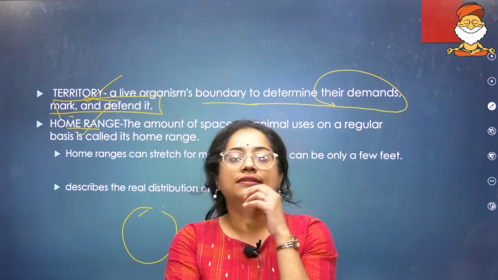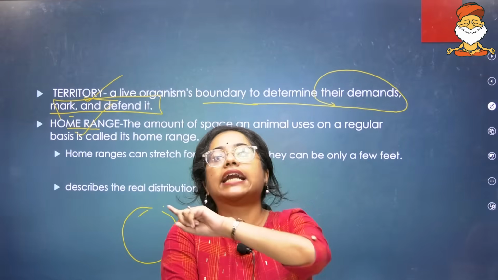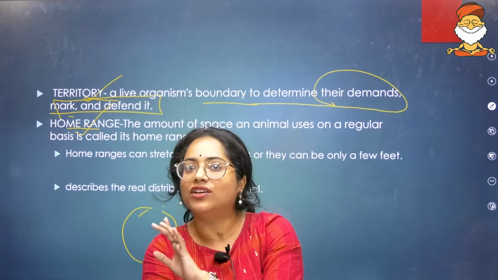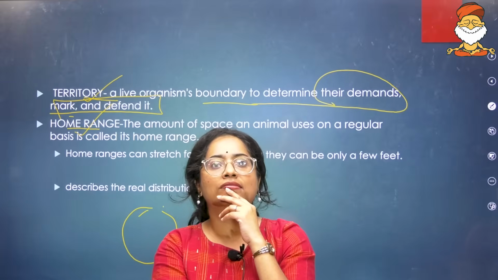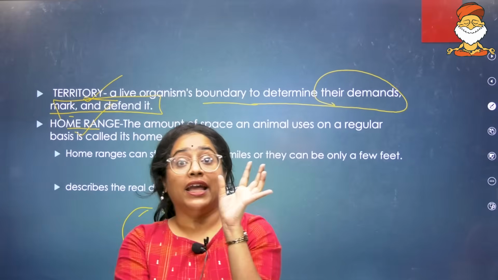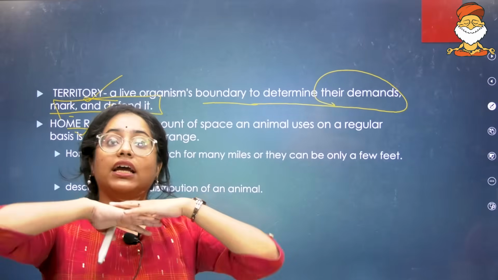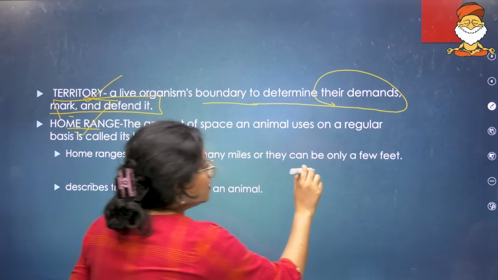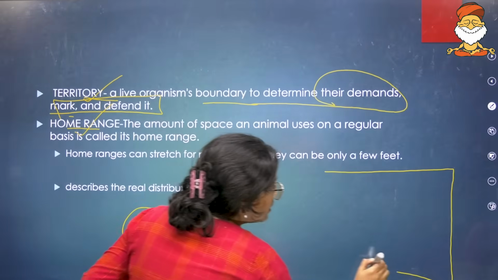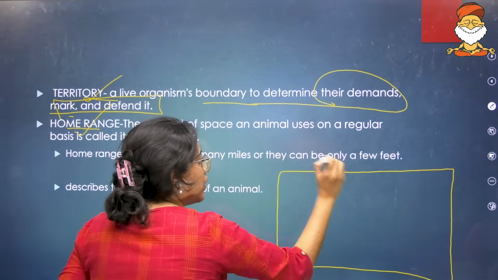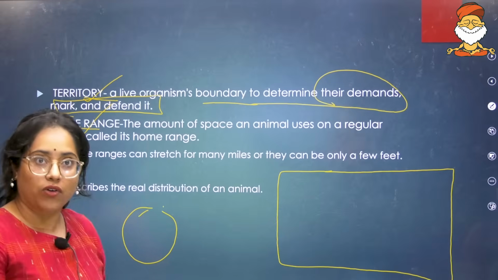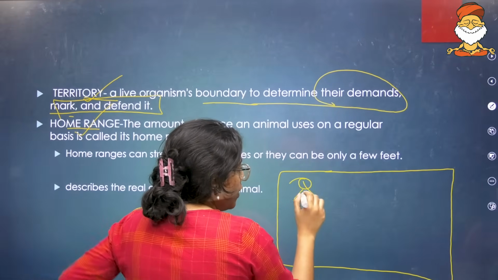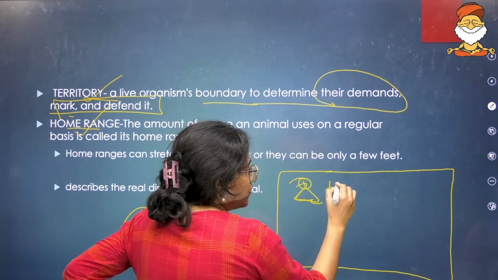Now my question is, is an entire habitat going to be the territory of that organism? Not necessarily. Why? Because habitat is a much larger concept. Habitat means, for example, this habitat that I am marking over here. Okay. Now, you have the habitat. This is a habitat of, let's say, a tiger over there.